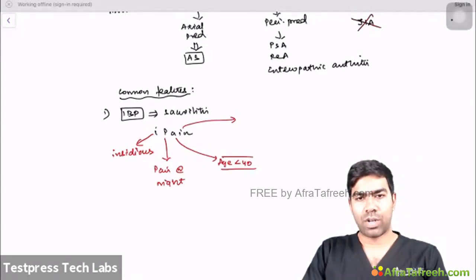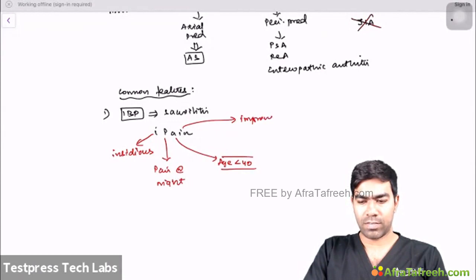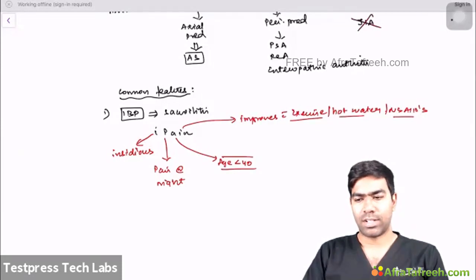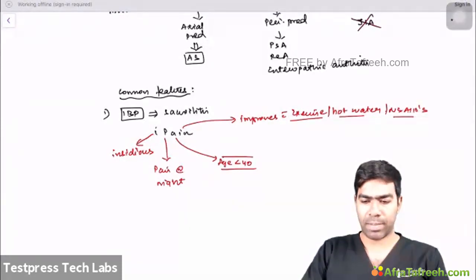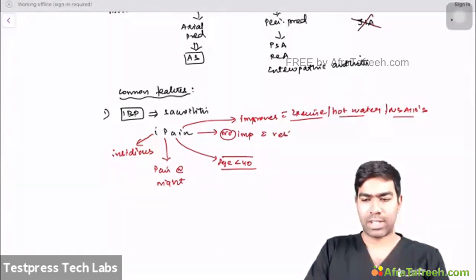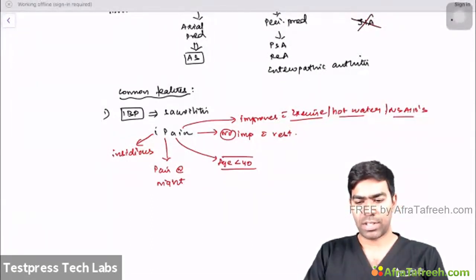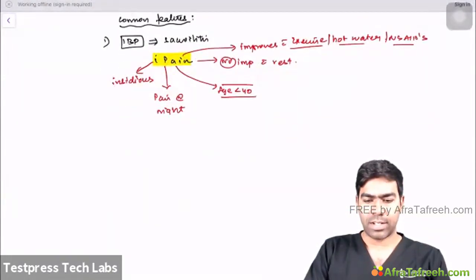And I stands for improves with exercise. We know that's a classical feature of inflammatory arthritis. It improves with exercise or probably hot water, and there will be substantial improvement with NSAIDs also. When you have heat fomentation, exercise, NSAIDs, they're going to have substantial improvement in this inflammatory back pain. And N stands for no improvement with rest, which means rest actually increases the pain. So this is a classical feature of inflammatory back pain that can be given by the mnemonic IPAIN. That's characteristic, and it's given in many textbooks.